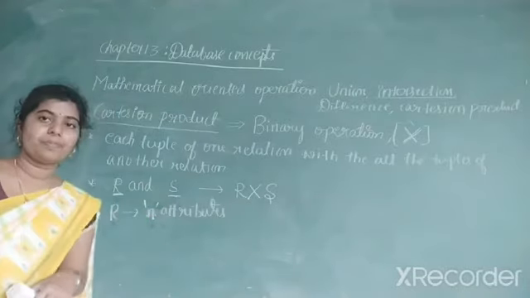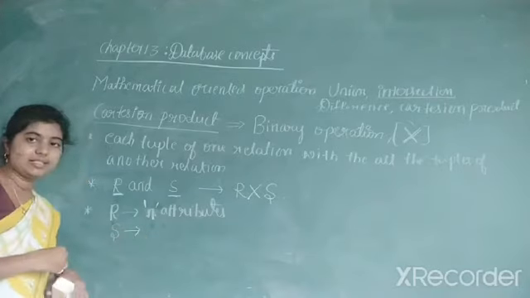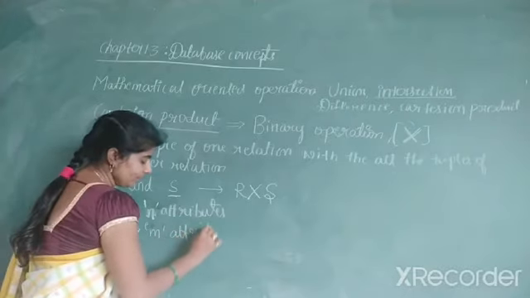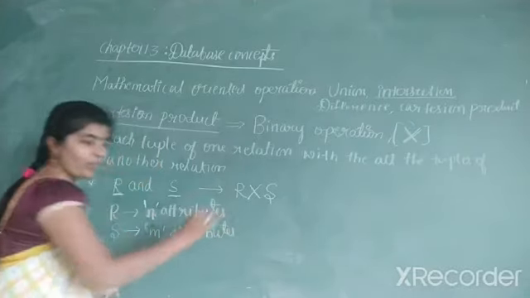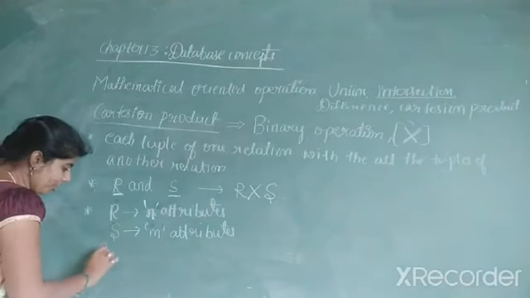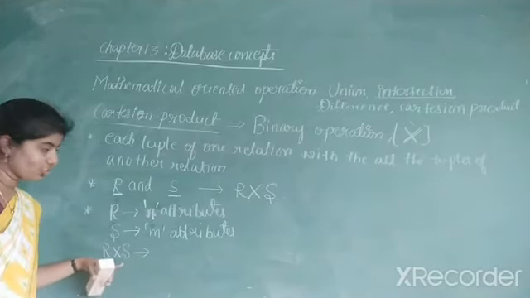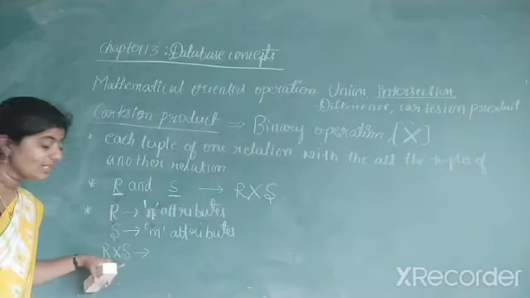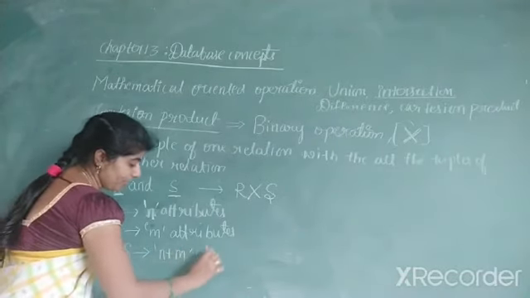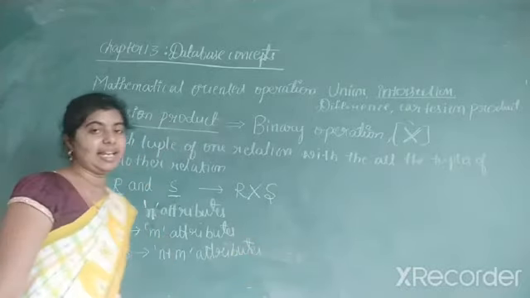n attributes. And similar to that, consider another relation called S and this relation has m attributes. So this relation has how many attributes? m attributes. Then when you perform the Cartesian product between these two, that is called R cross S, the resultant table has n plus m attributes. How many attributes will the resultant table have? m plus n attributes.